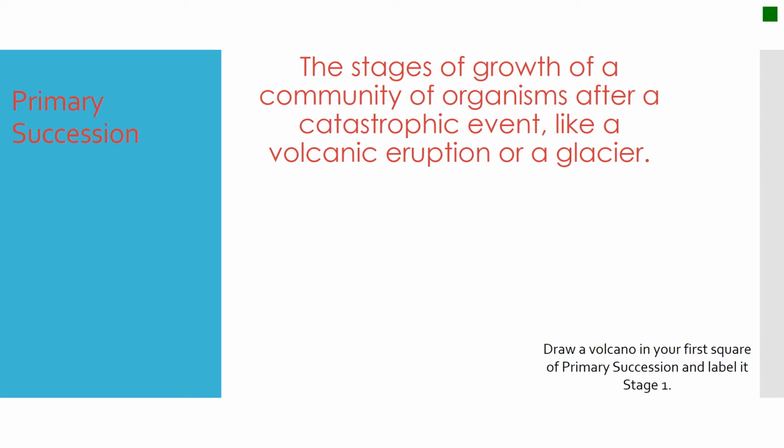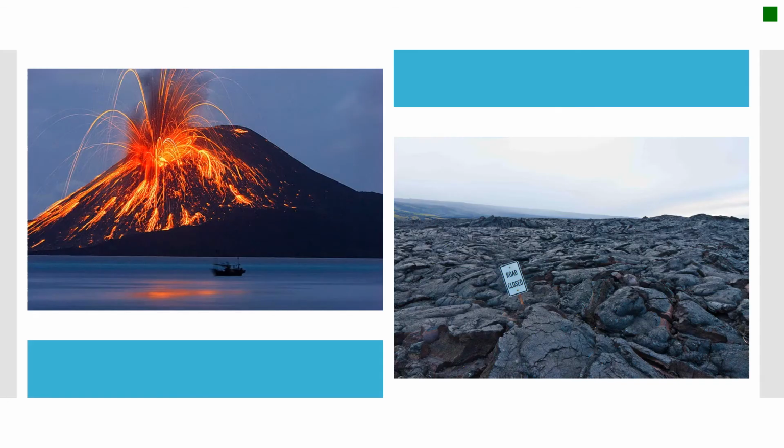All right, so it's going to be these stages of growth of the community after a catastrophic event, specifically a volcanic eruption or a glacier. After one of these things, we have nothing left but rocks, because lava is going to dry, then all we have left are rocks. All right, so this is a good example of what I mean. So we got that volcano erupting on the left-hand side. This is what it looks like once the lava has dried. There's no dirt. There's nothing for anything to really grow onto. All right, so this is what I mean when I say volcanic eruptions, glaciers.